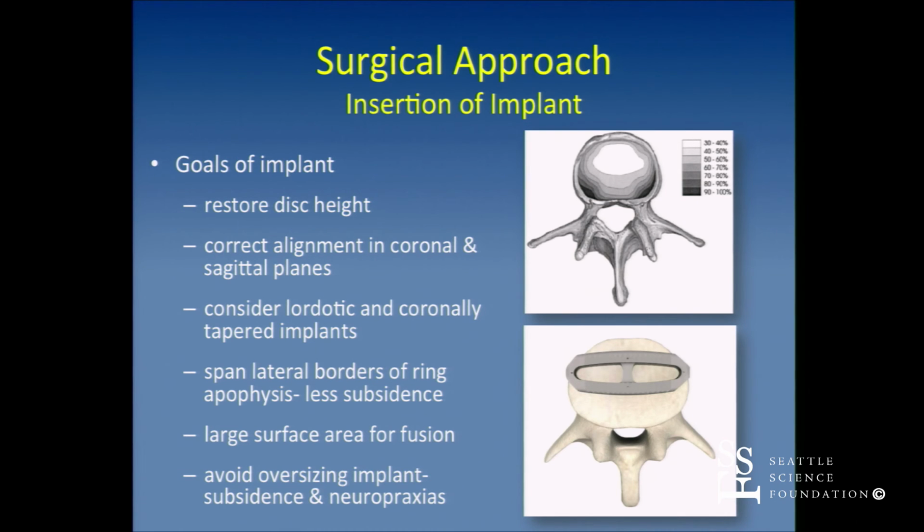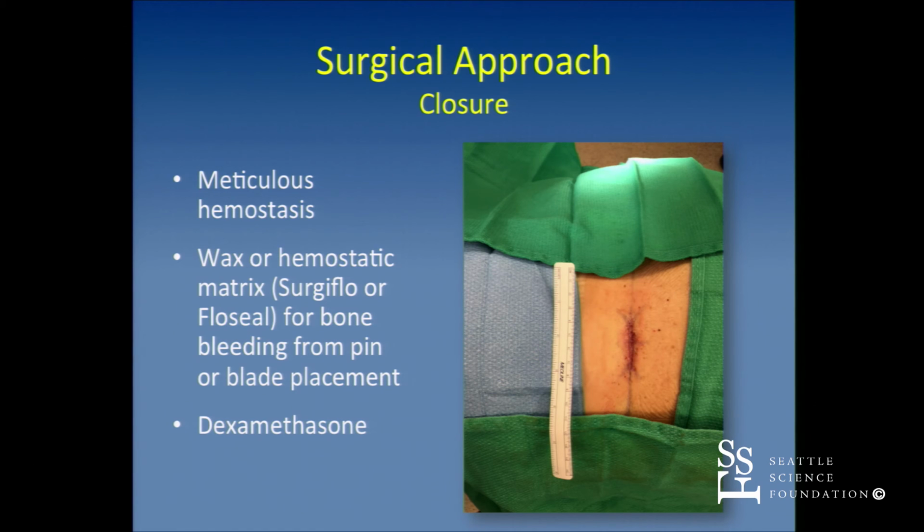And don't put too big of a cage in terms of height, because that will cause subsidence as well as neuropraxias. In terms of closure, you want meticulous hemostasis. And so if you put a pin in or a shim, make sure you use bone wax or Surgiflo or something like that to seal it so it's not bleeding. You don't want to create a hematoma when you remove your retractor. And some surgeons will use dexamethasone as well.